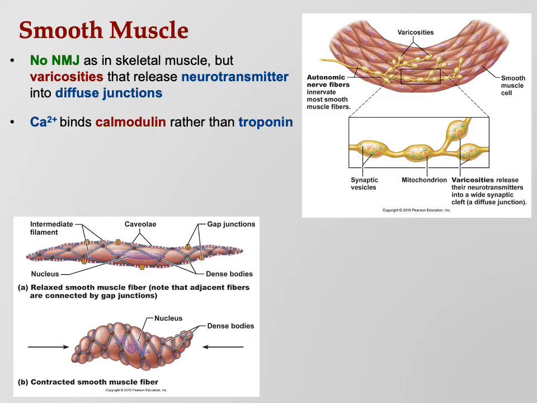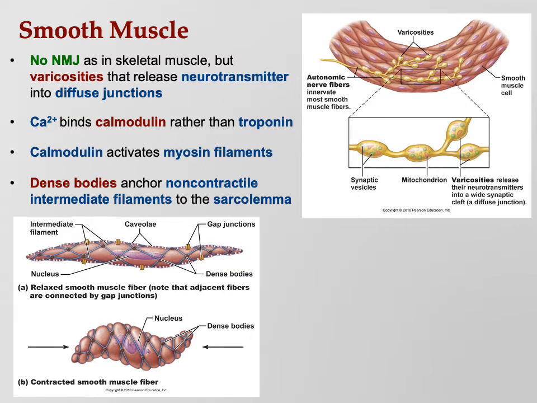Okay. Calcium binds calmodulin rather than troponin. So calmodulin is just a different molecule that functions in smooth muscle in the same way that troponin did in skeletal muscle. Calmodulin is what activates the myosin filaments. And there are what are called dense bodies that anchor the non-contractile elements to the sarcolemma. And so look in the lower left.